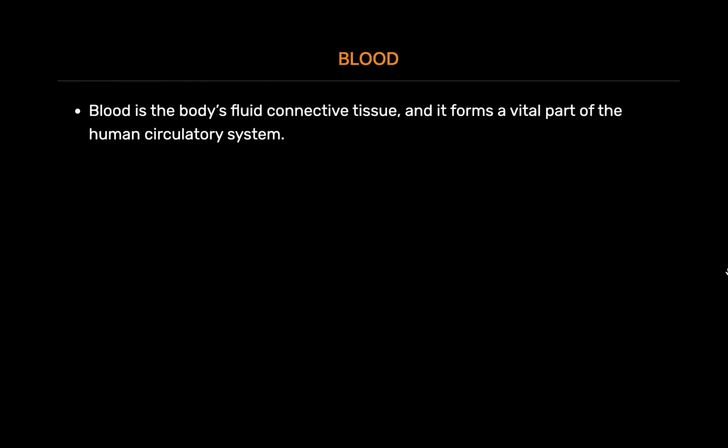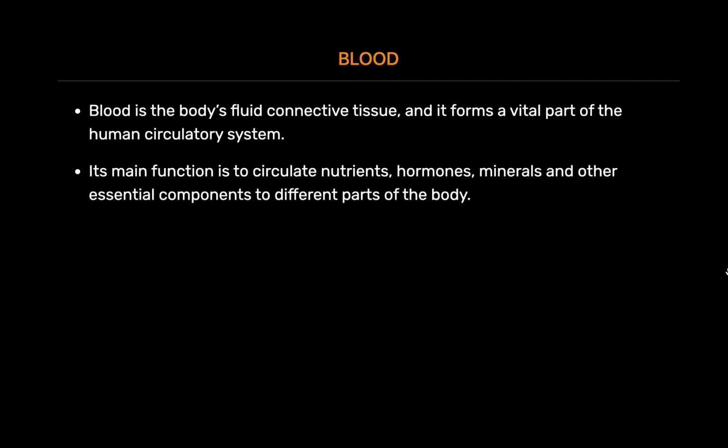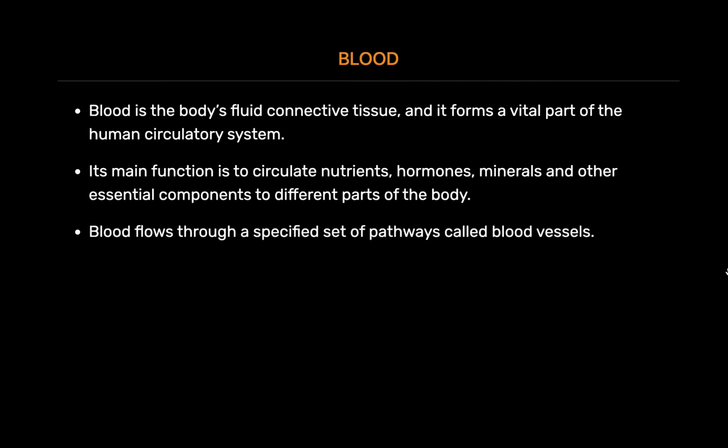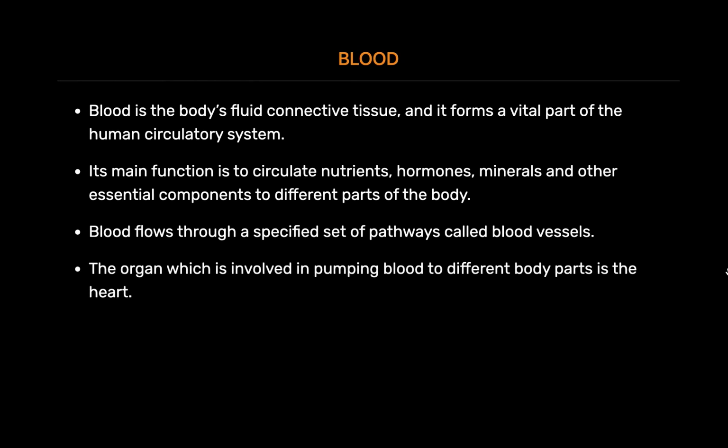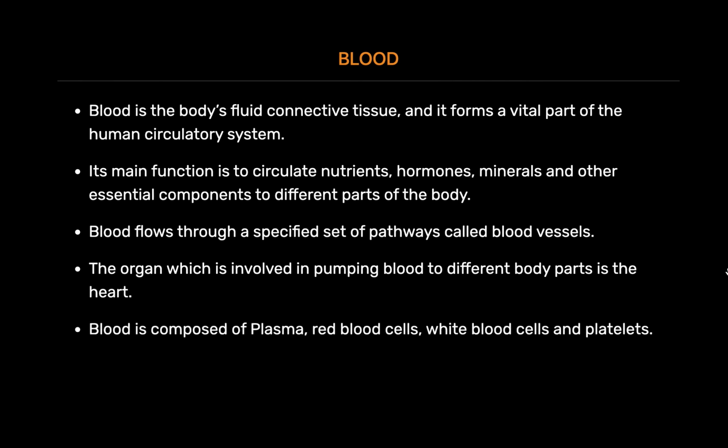Blood. Blood is the body's fluid connective tissue, and it forms a vital part of the human circulatory system. Its main function is to circulate nutrients, hormones, minerals and other essential components to different parts of the body. Blood flows through a specified set of pathways called blood vessels. The organ which is involved in pumping blood to different body parts is the heart. Blood is composed of plasma, the fluid part of the blood, which is 90% water. Red blood cells, white blood cells, and platelets constitute the solid part of blood.